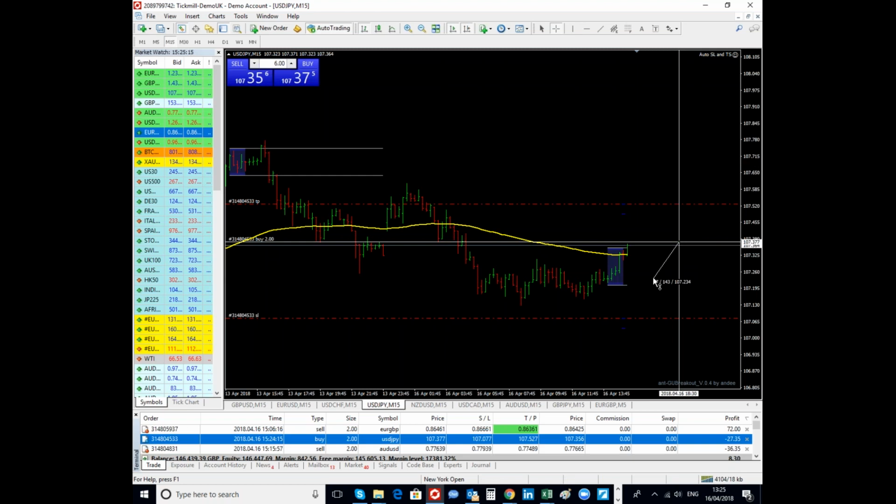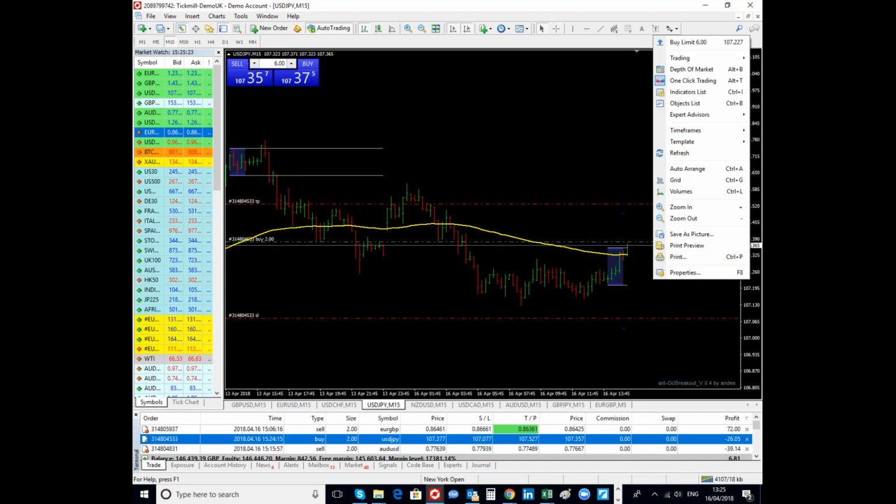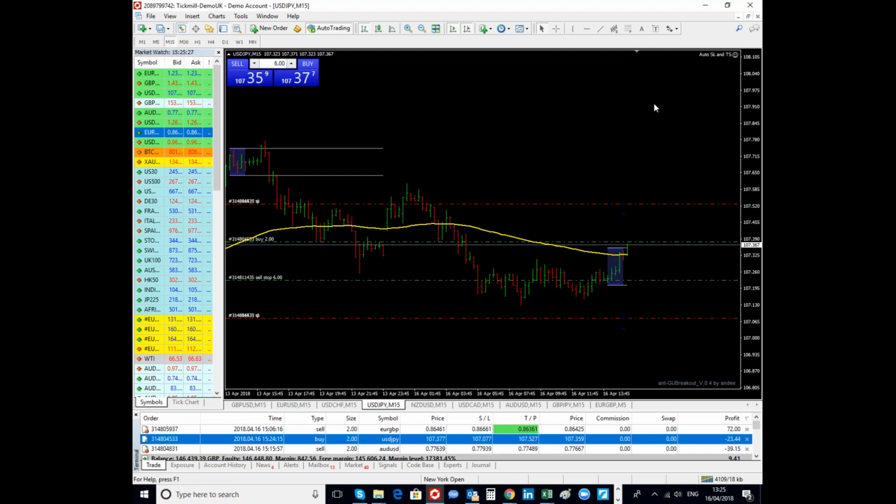15, isn't it? So we want 15. Why can't I just nail that? 15, 49. That would have to do. Sell stop. So now I've got my hedge in place on both of those. So we'll see how they play out.